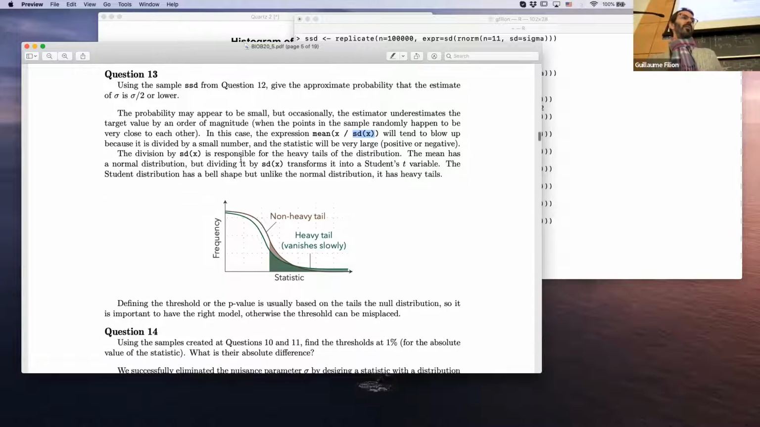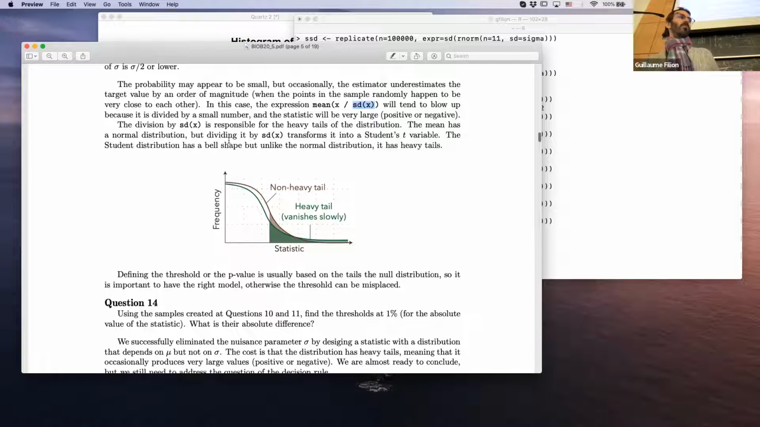So the division by SD of x is responsible for the heavy tails of the distribution. The mean has a normal distribution, but dividing it by SD of x transforms it into a Student's t variable. So the distribution that we've seen for our statistic is not Gaussian. It looks Gaussian, but it's not. The Student distribution has a bell shape, but unlike the normal distribution, it has heavy tails. So it all comes down to the fact that the standard deviation is a bad estimator. First, it's biased, but in our case, it doesn't matter very much. More importantly, it tends to underestimate the real value quite substantially. And when this happens, because you divide by a small number, the numerator becomes inflated.